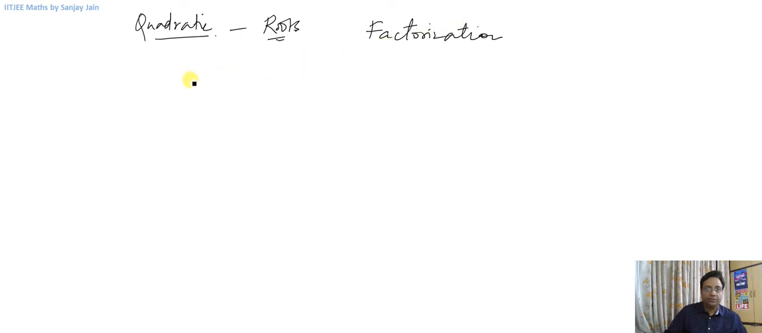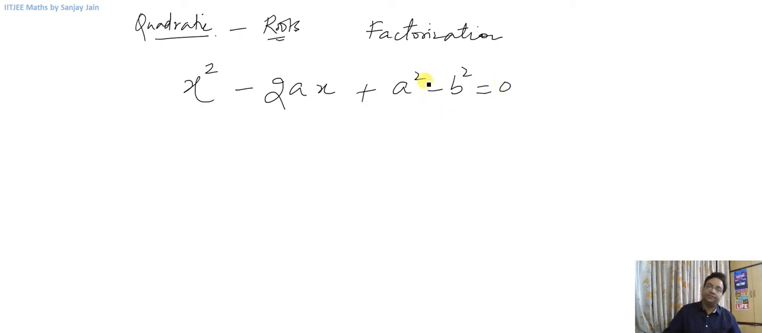Okay, so let us take x square minus 2ax plus a square minus b square equals 0. Now in this case, the product that I require is (a square minus b square) into x square, right? And the sum that I want is minus 2ax. Or in other words, I need to split this term in such a way that the product of those two components gives me (a square minus b square) into x square, and the sum remains minus 2ax, right?